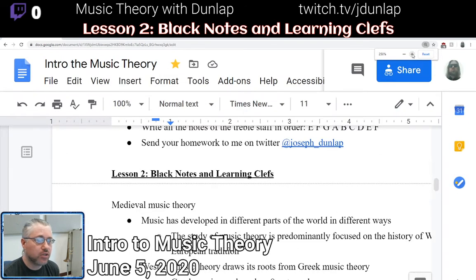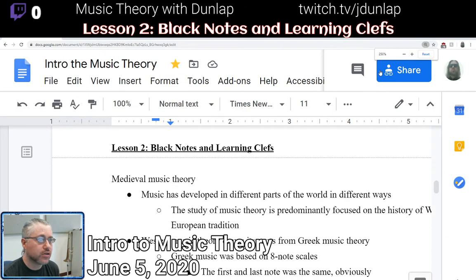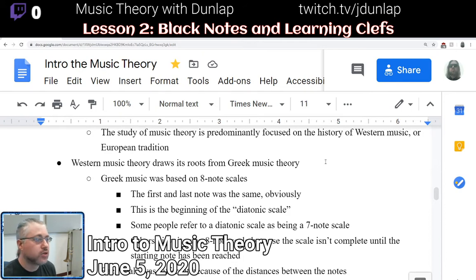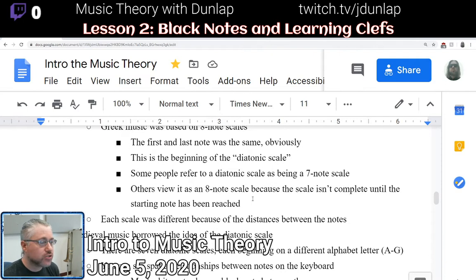Everything we just talked about, plus a little bit more information, talking about medieval music theory. Music is developed in different parts of the world in different ways. The study of music theory is predominantly focused on the history of Western music or European tradition. Western music theory draws its root from Greek music theory. 8-note scales, the first and last note is the same because there's only 7 alphabet letters in music. This is the beginning of what we call the diatonic scale. Some people call it a 7-note scale, others call it an 8-note scale because you're not done with the scale until you get back to the starting note on the way up.